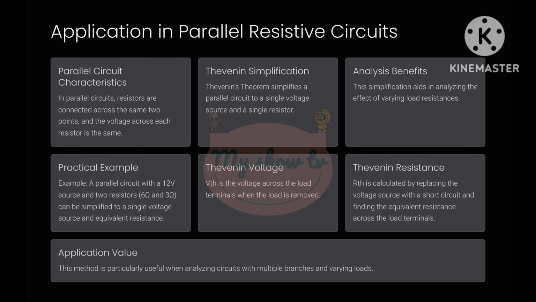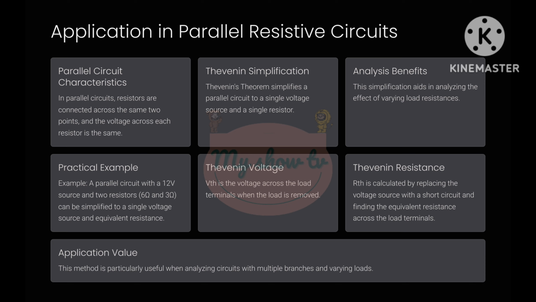Slide 4. Application in parallel resistive circuits. In a parallel resistive circuit, all resistors are connected across the same two nodes, so the voltage across each is the same, but the current may differ. Applying Thevenin's theorem to such circuits also simplifies analysis. For example, suppose we have a 12-volt supply connected across two parallel resistors of 6 ohms and 3 ohms.